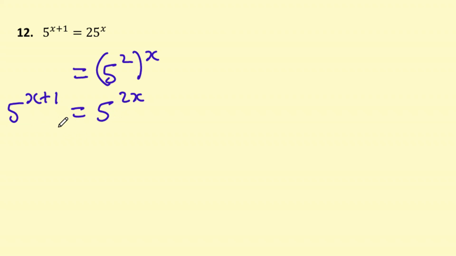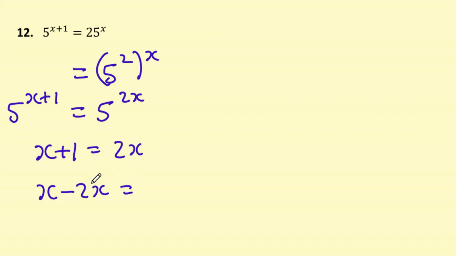So the bases are the same on both sides of the equation. And that means the powers must be equal. So x plus 1 must equal 2x. We can solve this equation. We can bring the 2x to the left-hand side. So x minus 2x on the left-hand side here. And we can take the 1 to the right-hand side. So it becomes negative 1. Then x minus 2x is negative x.